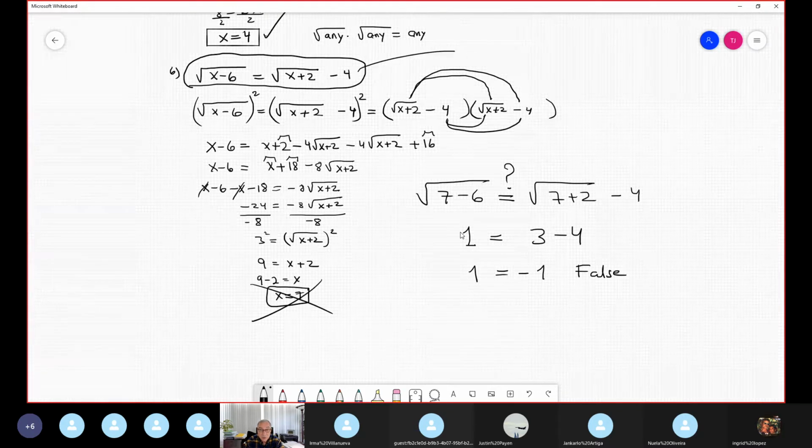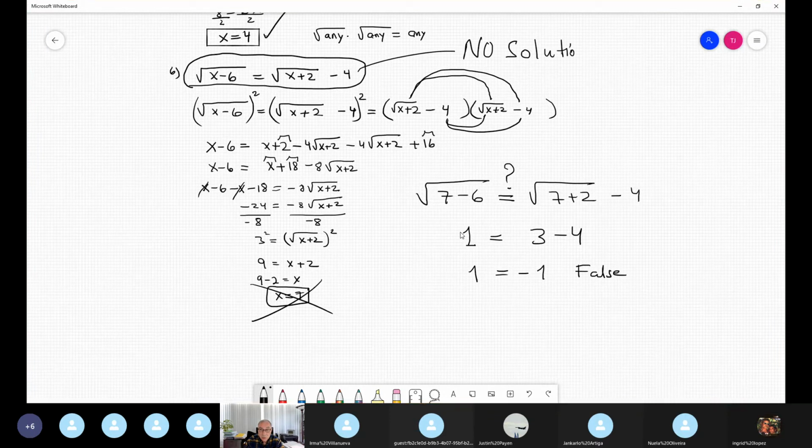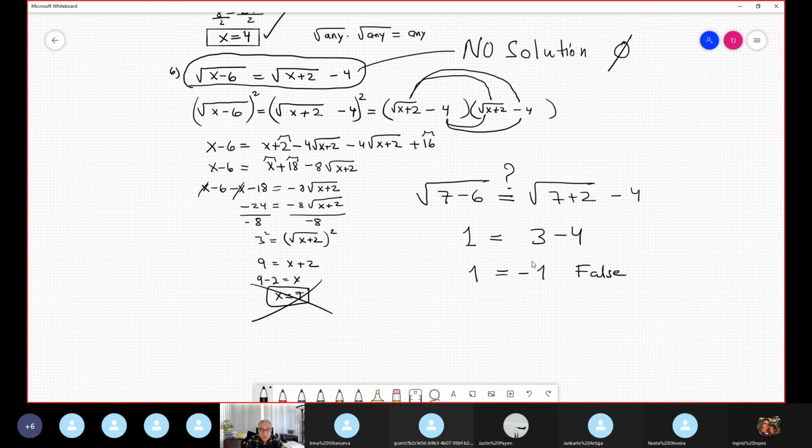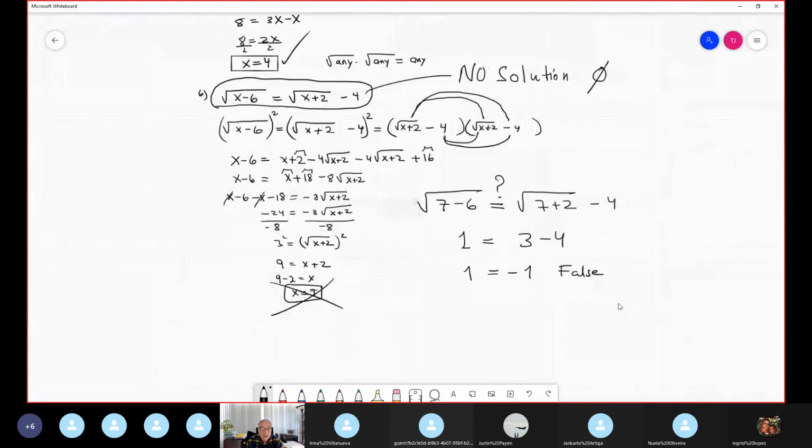And this equation has no solution. No solution. Empty set. No solution, empty set.